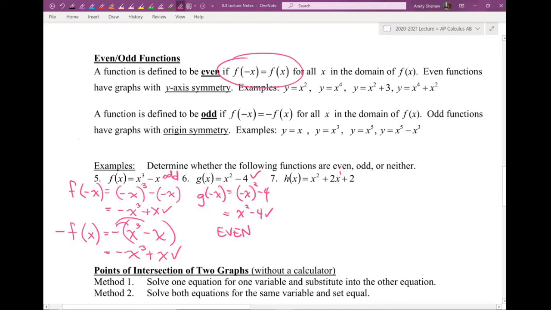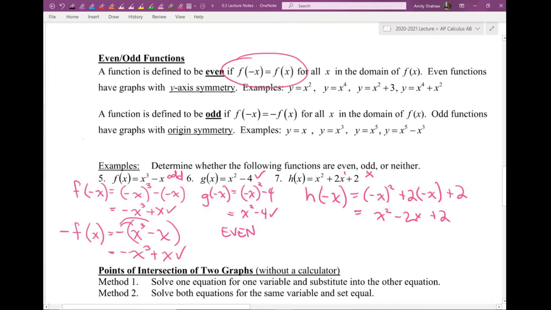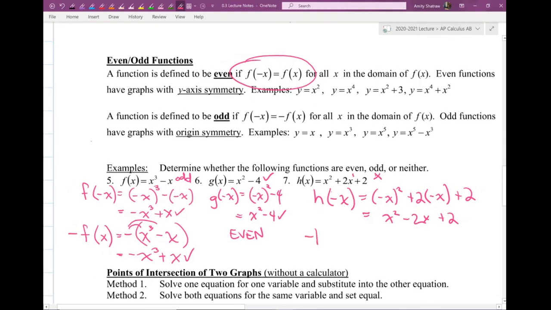If we think that it is even, we still want to know what happens when I plug in that negative x. So h of negative x means that I have negative x being squared plus 2 times negative x and plus a 2. And then I could simplify that to x squared minus 2x plus 2. It does not match that. It's different.